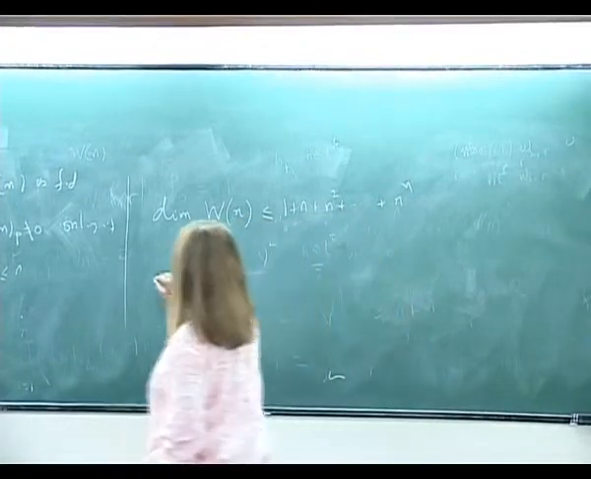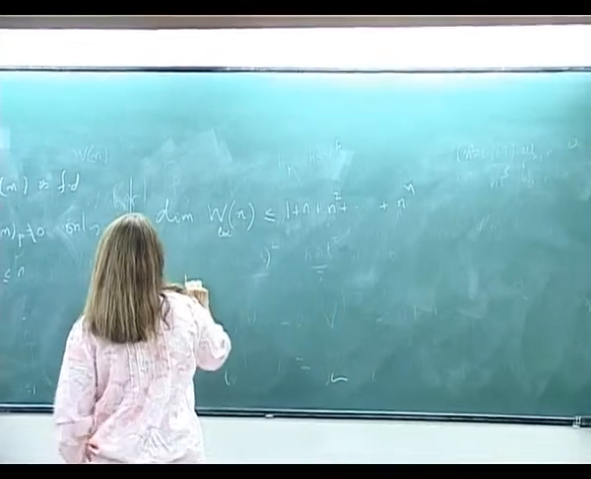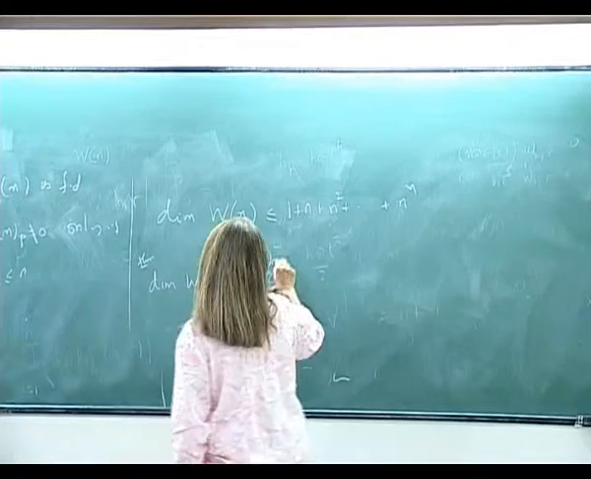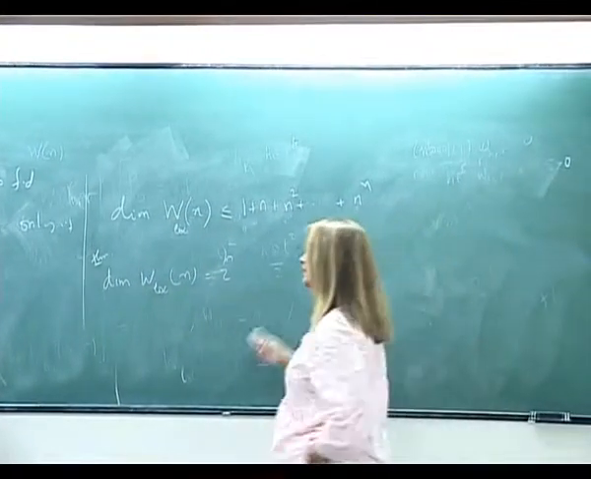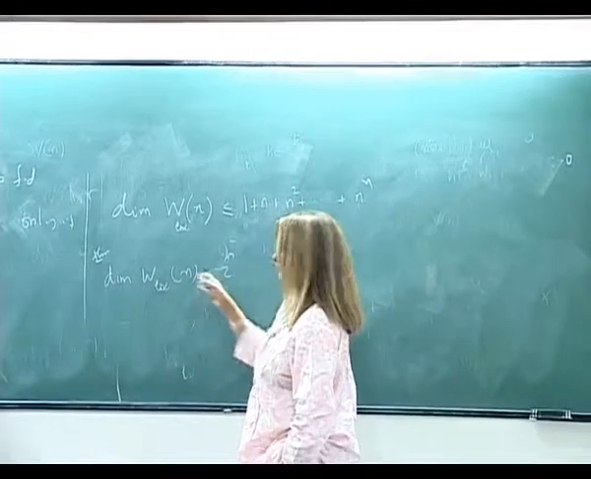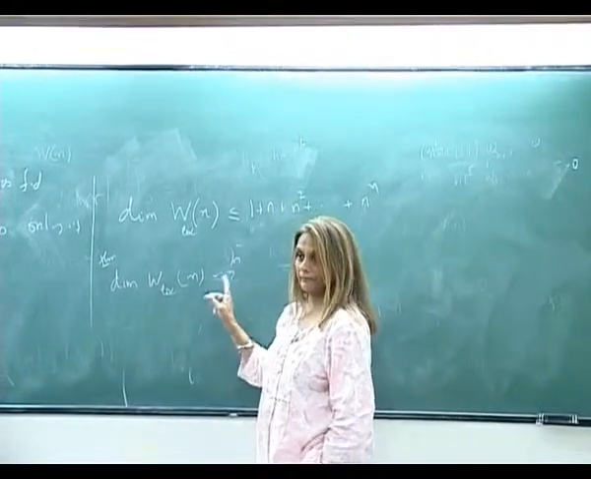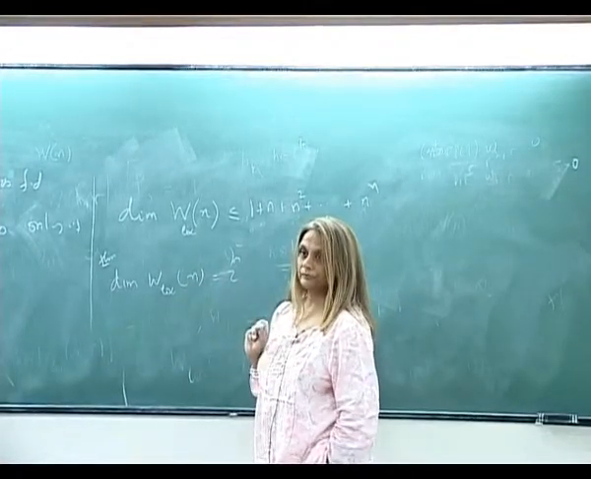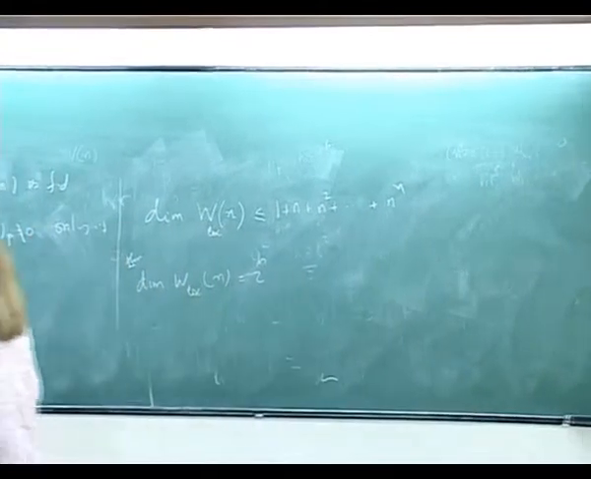And what was the actual bound? The actual theorem was that the dimension of W log n is 2 to the n. Right? So to prove this theorem, what do I have to prove? I have to prove two things. I have to prove that the dimension is at most this. I also have to prove that the dimension is at least this. Right? So let's see how to prove that the dimension is at least this.